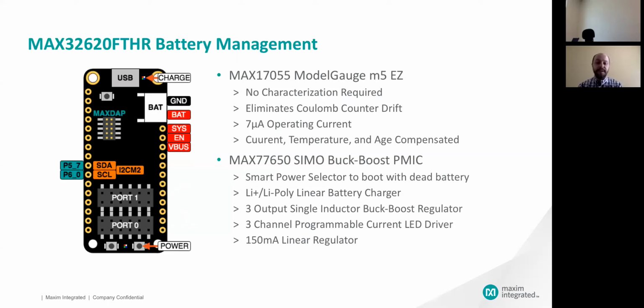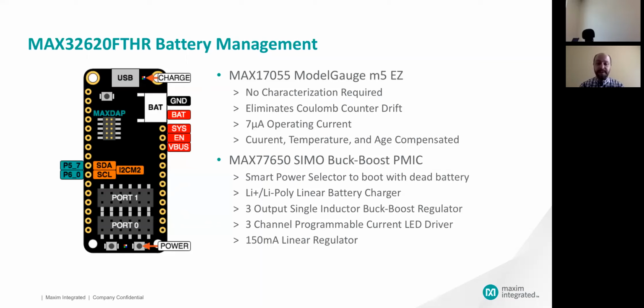It does include the lithium-ion, lithium polymer linear battery charger. There is a 3-output single inductor buck boost regulator. So this is some of Maxim's latest single inductor multiple output switching regulator technology. So we use one inductor, but we're able to generate 3.3 volts, 1.8 volts, and 1.2 volts for the microcontroller. And they're all done with the DC to DC, so it's very efficient. So we make the most of your battery life. And this pairs up very nicely with the Max 32620.